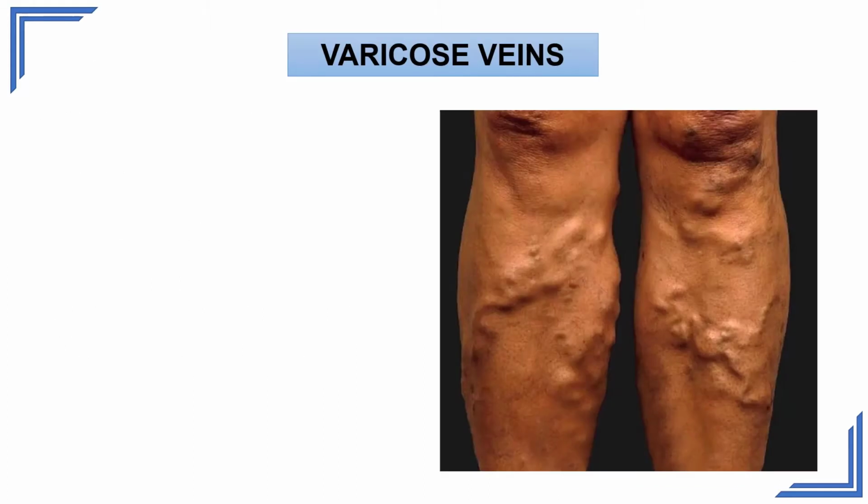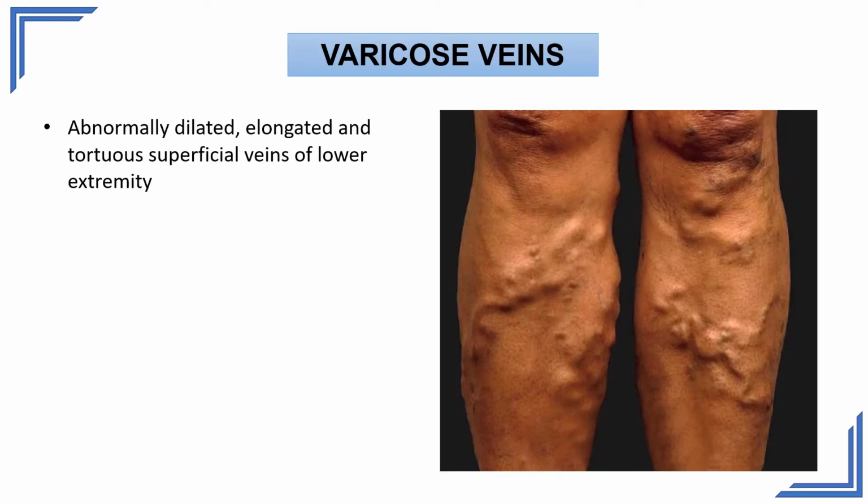Yes, so as most of you would have correctly diagnosed, the patient suffers from varicose veins. Varicose veins is defined as abnormally dilated, elongated and tortuous superficial veins of lower extremity. So, it can affect the great saphenous system or the small saphenous system. But it is more commonly seen in the great saphenous system because of its longer course, presence of more number of perforators as well as presence of more number of valves.